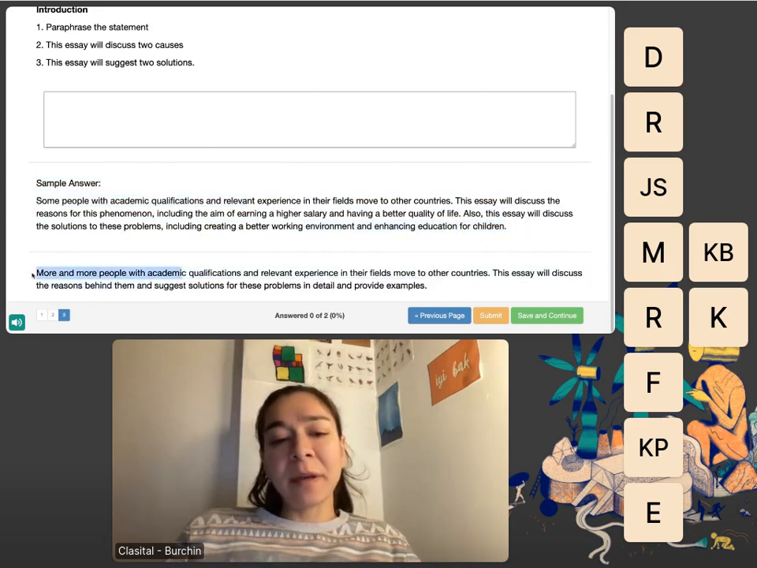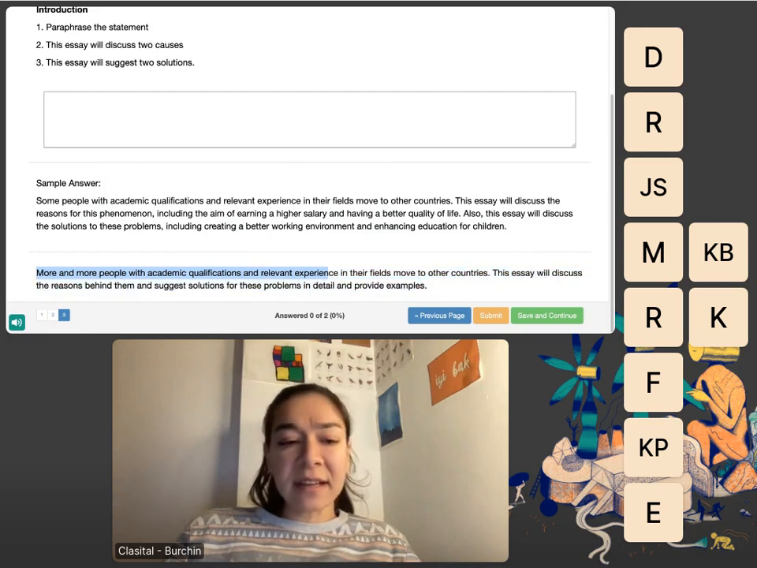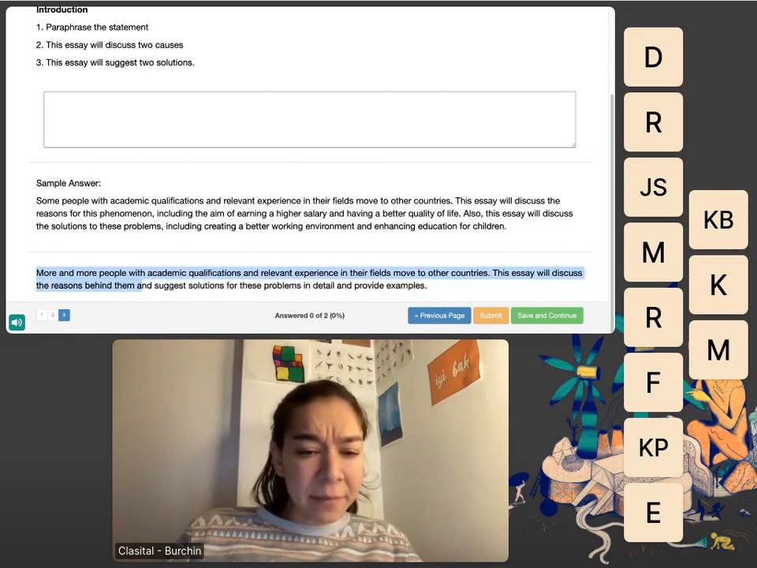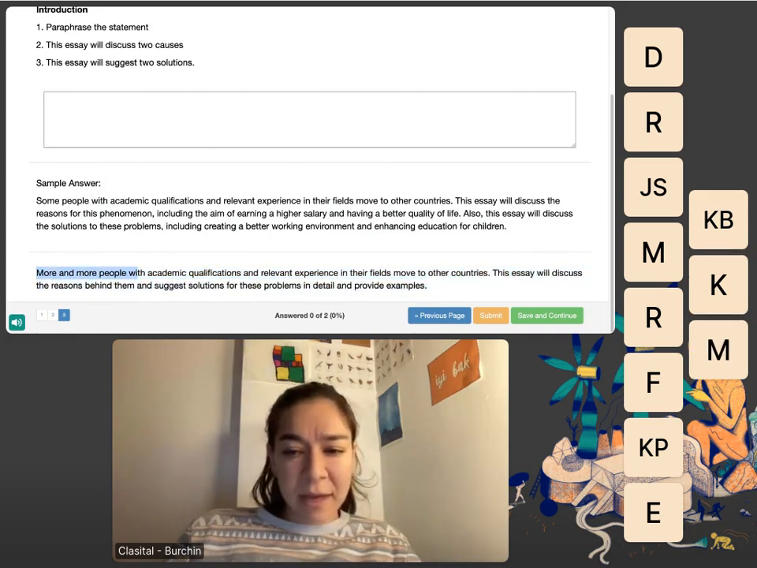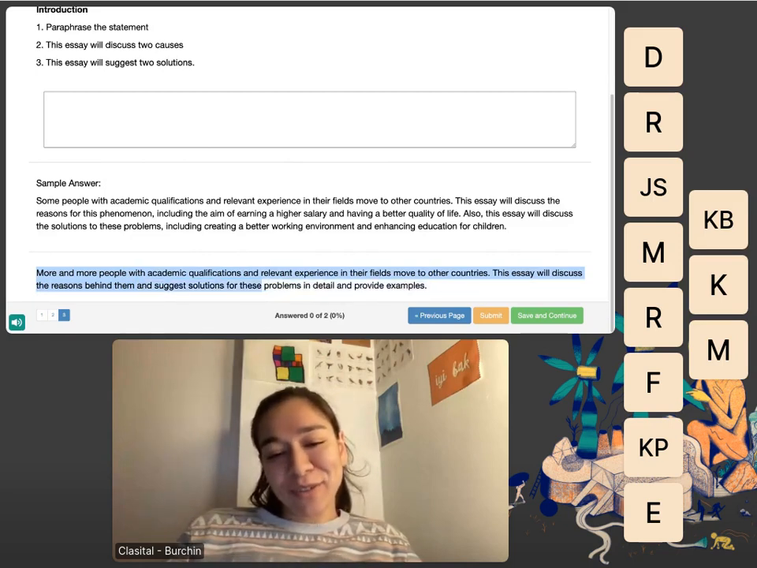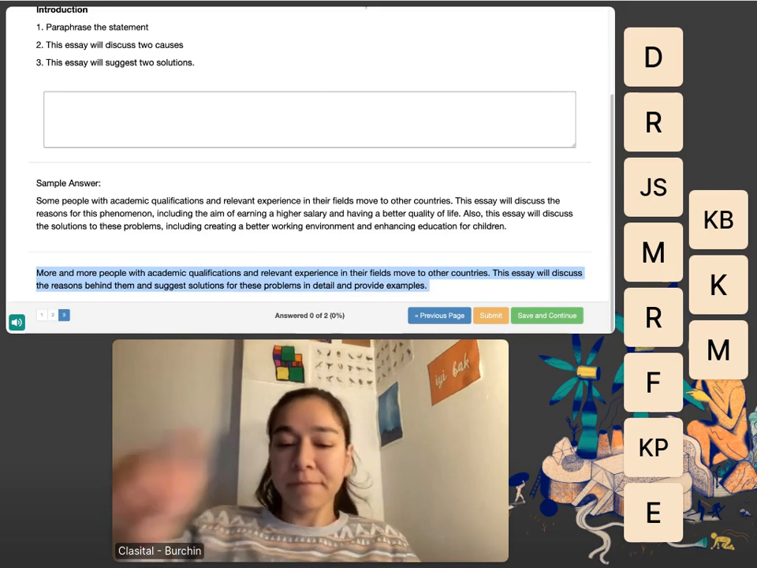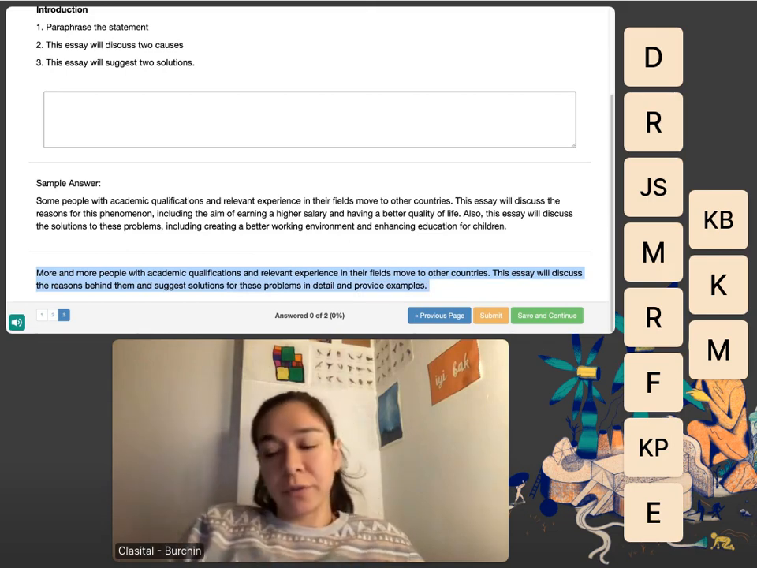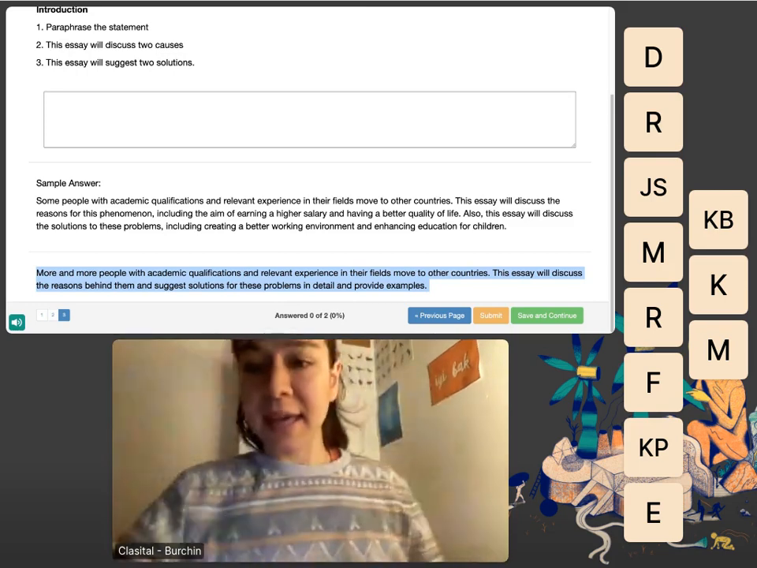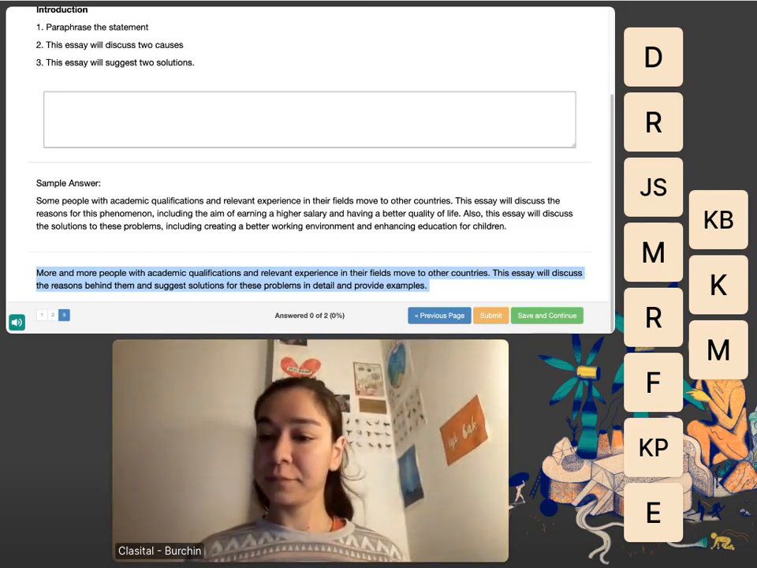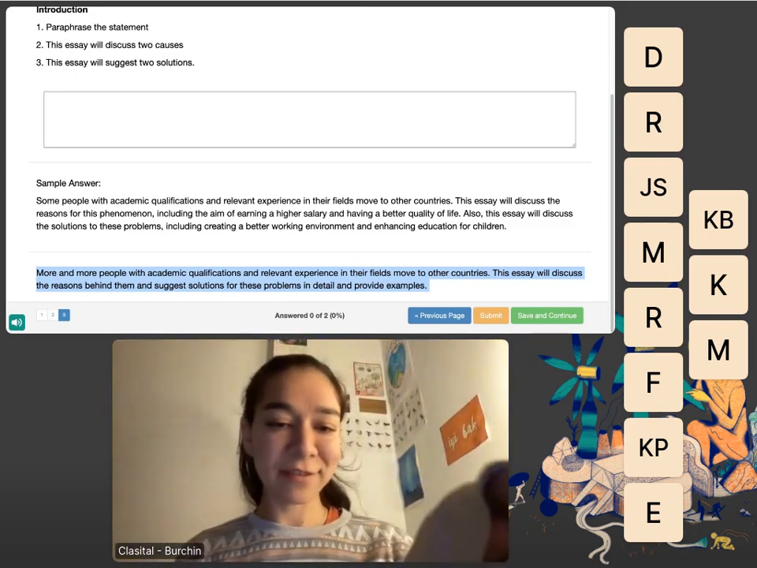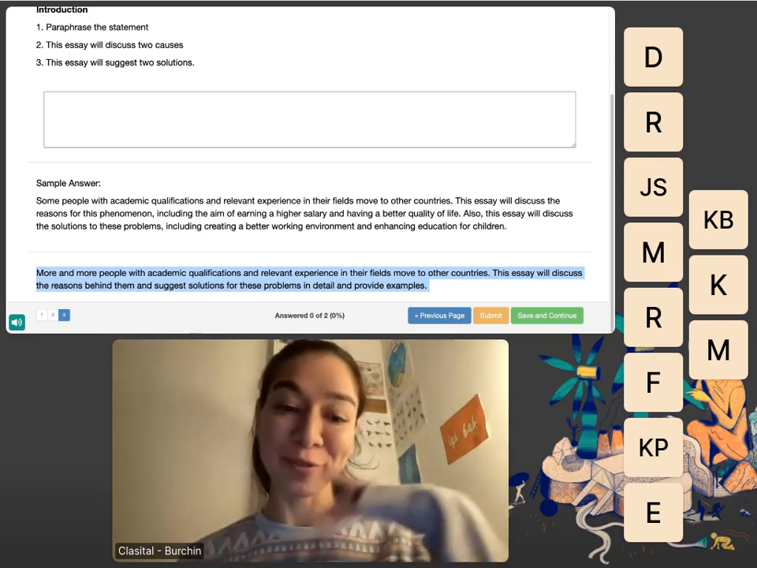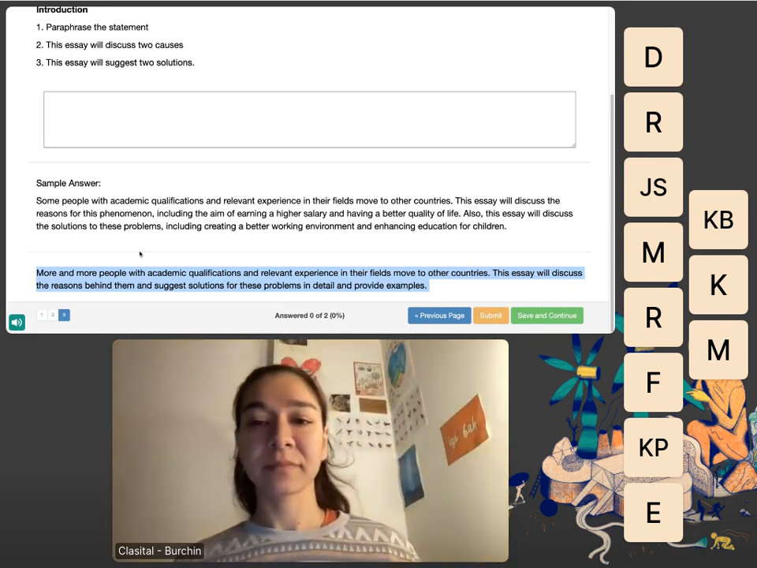Another one: more and more people with academic qualification and relevant experience in their fields move to other countries. This essay will discuss the reasons behind it, and suggest solutions for these problems in detail and provide examples. This will work too. As you see, I have some grammar mistakes too. I think it happens.